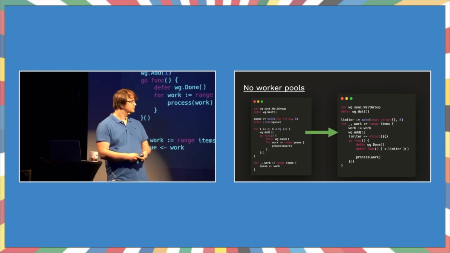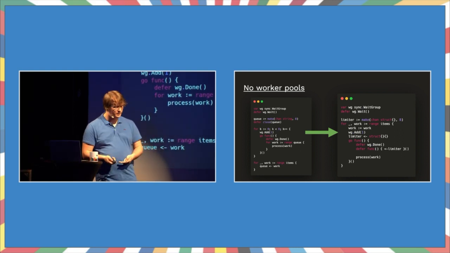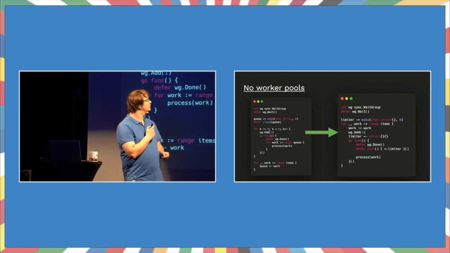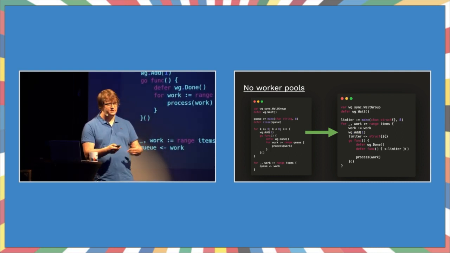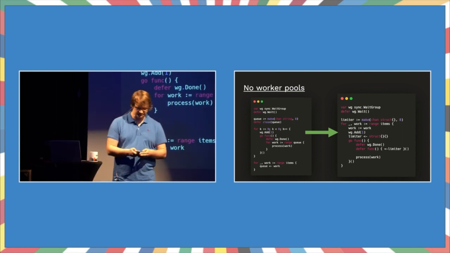So there is one way to avoid worker pools, which is to create a limiter which prevents too many coroutines from being started at the same time, which achieves kind of similar needs as a worker pool.